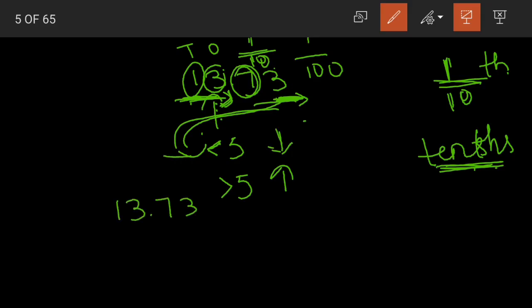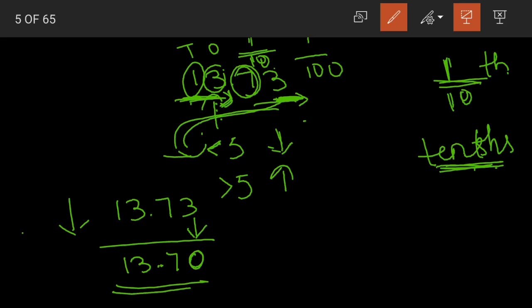We had 13.73. Now what will it be children, rounded off to the nearest tenths? As we are rounding down, we simply replace the digit in 1/100th place by 0. So 13.73 becomes 13.70. We are simply applying the logic that we have learned for rounding off to the nearest tens.